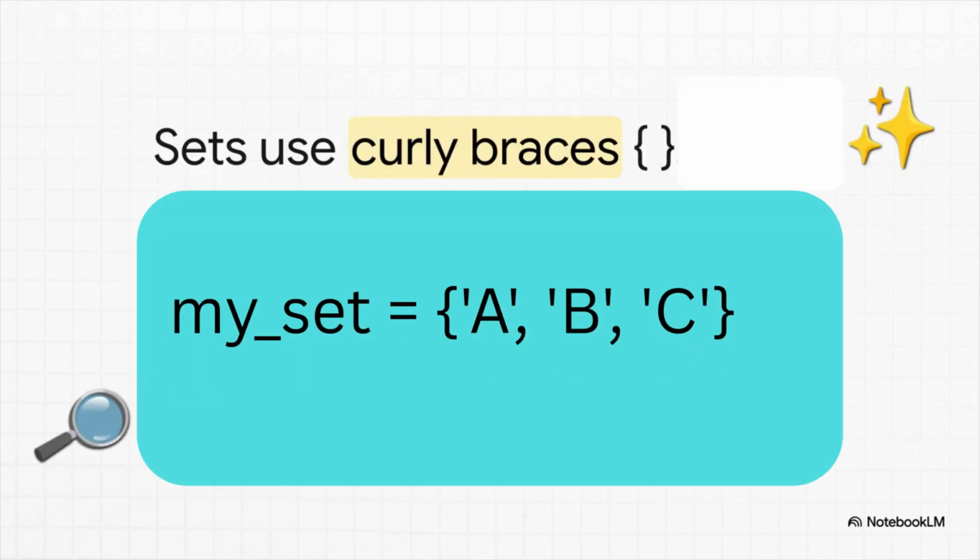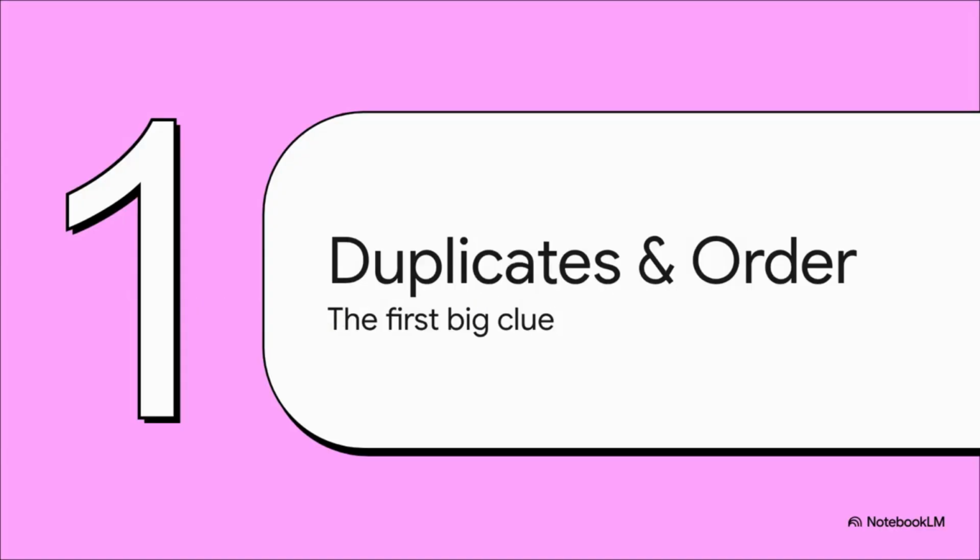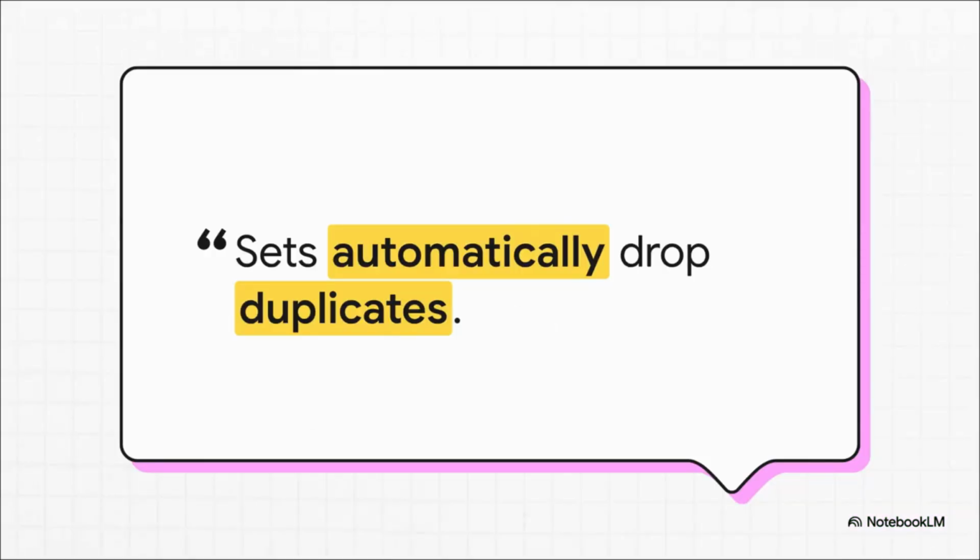And our third container is the set, which uses these curly braces. Simple enough. But hang on a second. Look really closely at what's inside. We have A, B, C, but where did that second A go? Okay, now things are getting interesting. And that little mystery of the missing A brings us right to our first major point of comparison. It all comes down to 2 really simple concepts: how these guys handle duplicates, and whether or not they even care about order. So, what happened to that second A?